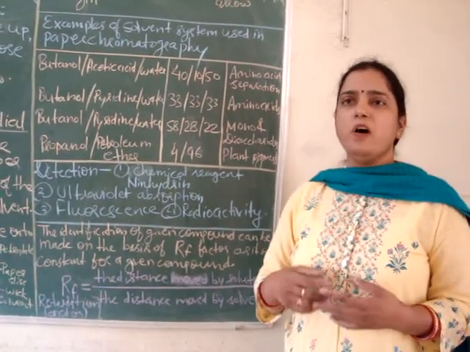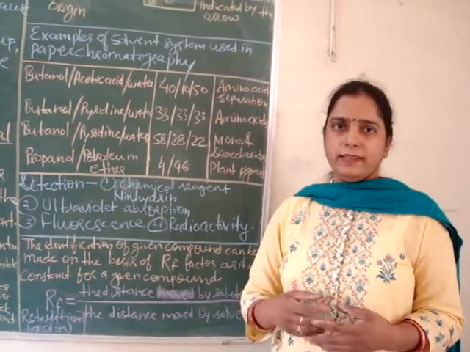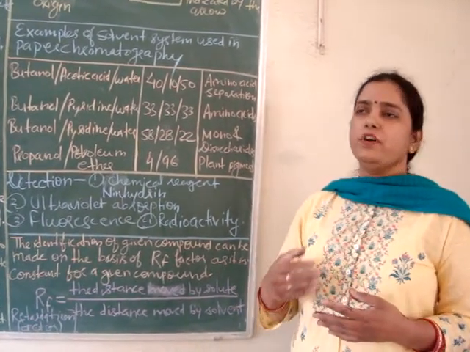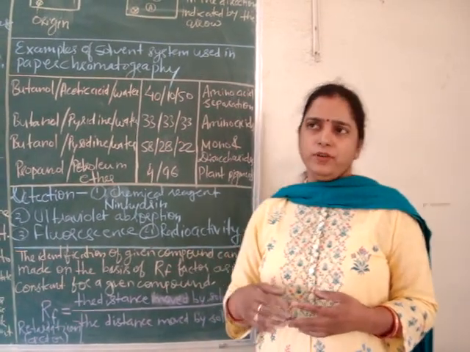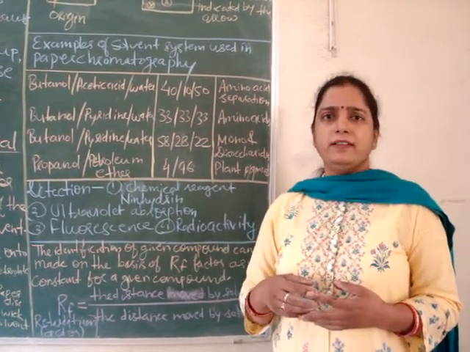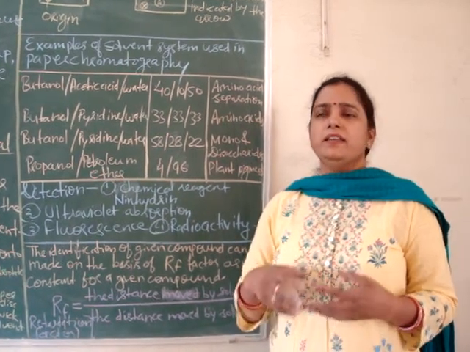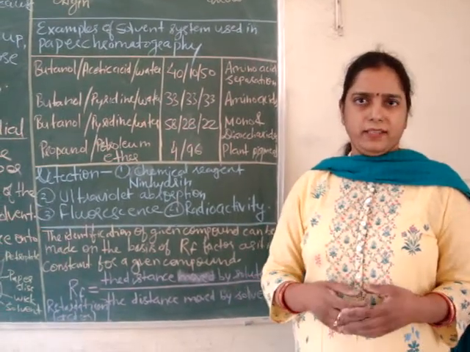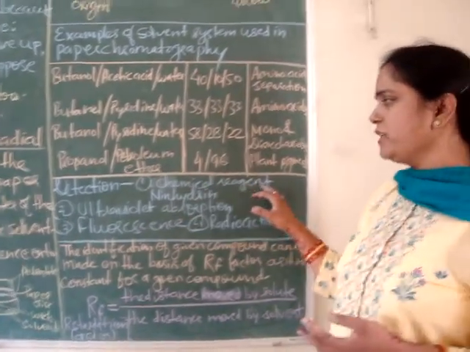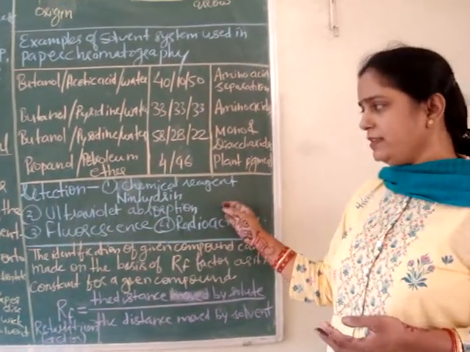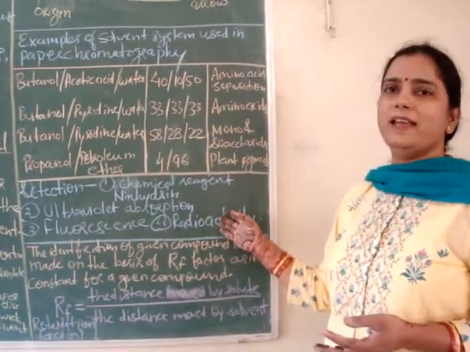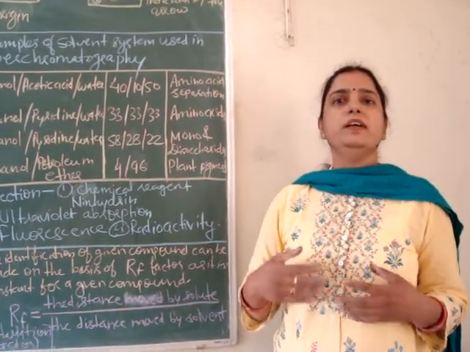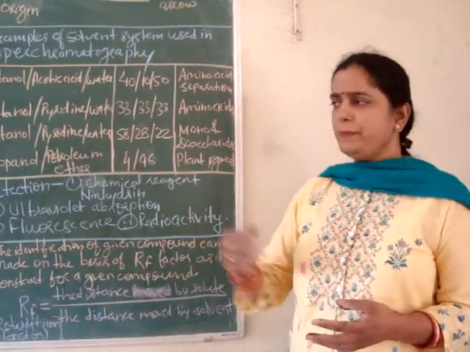After separation is complete, we take out the paper and dry it. If the components are not colored, then we cannot visualize them. So to visualize them, we can use a chemical reagent. For example, for the visualization of amino acids or proteins, we spray ninhydrin reagent, then we get a purple colored spot where the amino acids are and we can easily detect it. Other methods are also there apart from chemical reagents. Ultraviolet absorption, fluorescence, and radioactivity methods are also used for the detection of the compound after separation through paper chromatography.